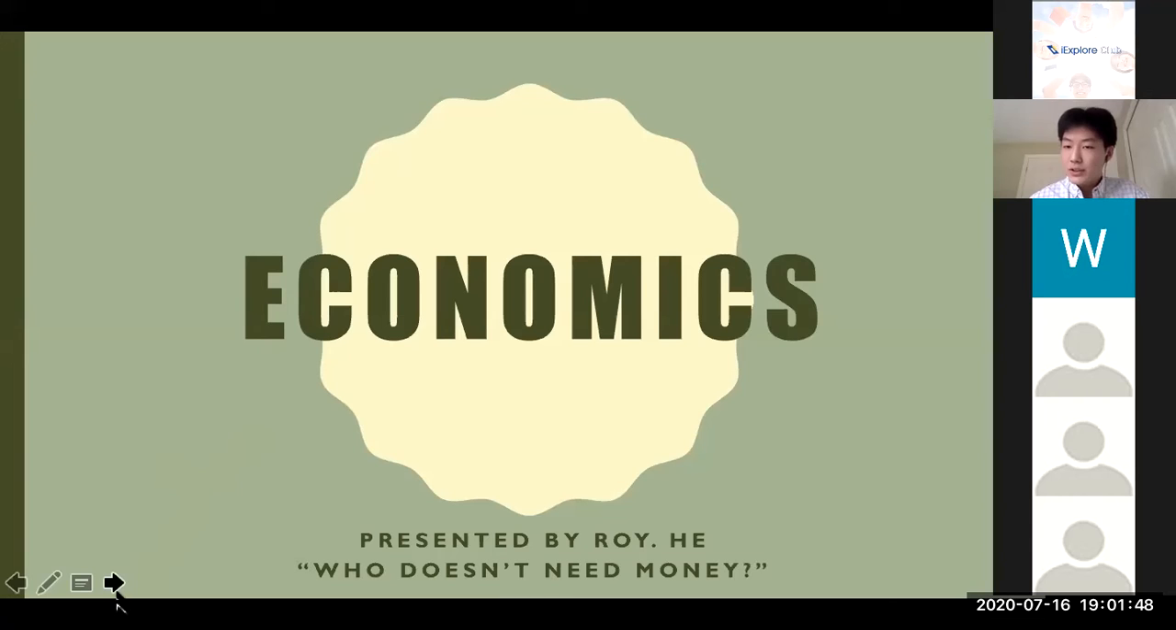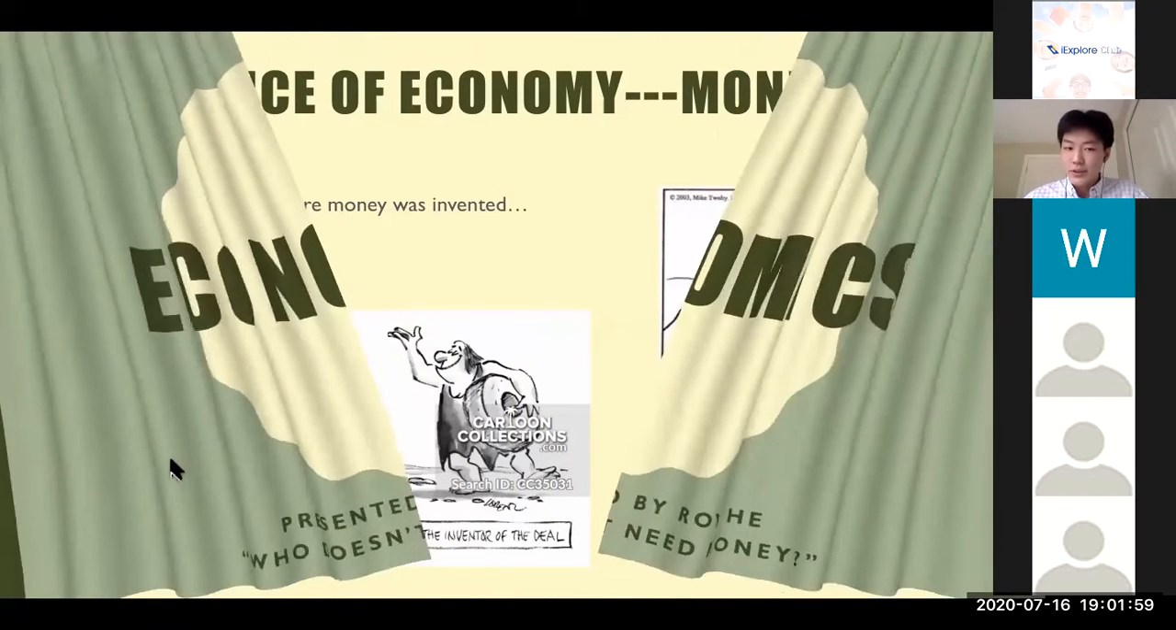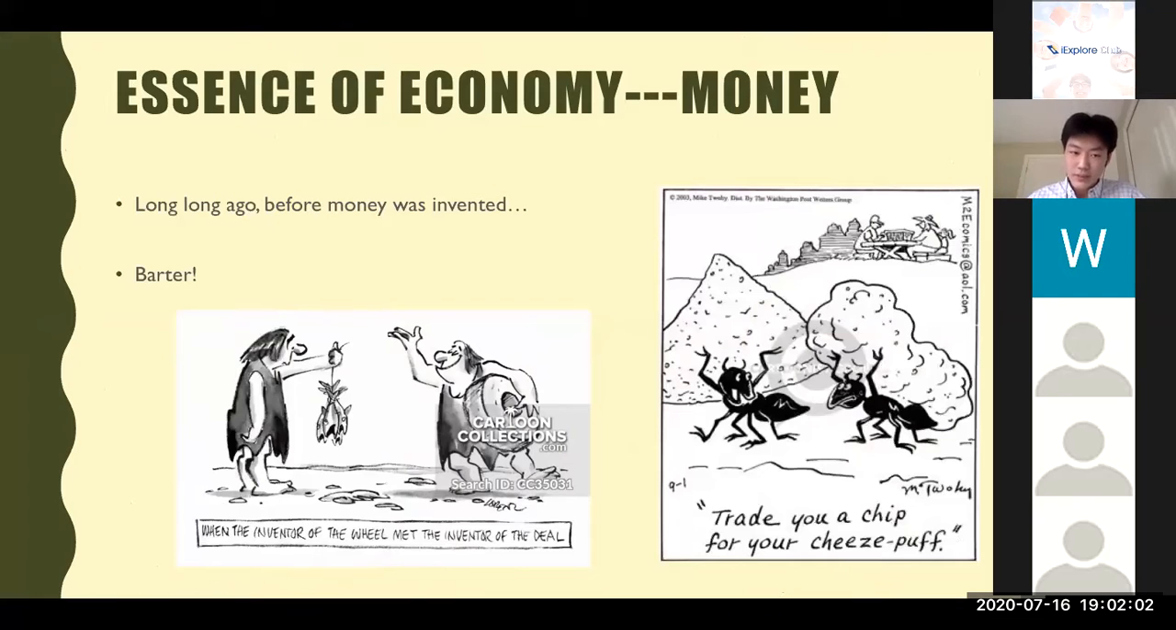I'm pretty sure not all of you know the origin and history of money as a currency. A long time ago in prehistoric times, money wasn't even invented. People didn't use money. They had no idea what currency is, and they just bartered. Barter is actually very simple to understand. It's just using a thing to swap for another thing.